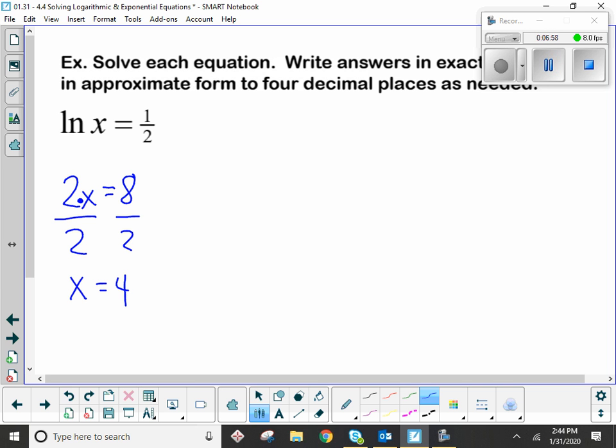This equation, it's not ln times x. It's the natural log of x. This log is being applied to the x. So in order to undo log, you do the inverse of log, which is what? What's the inverse of log? Exponential. Very good. What do we use to convert from log to exponential?